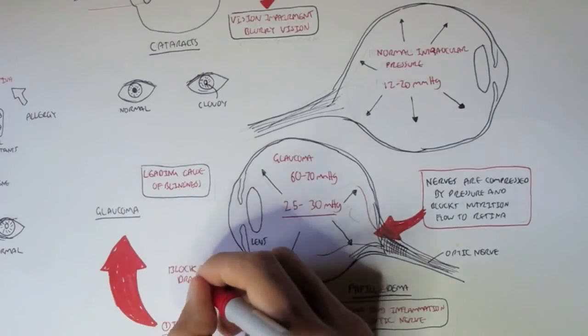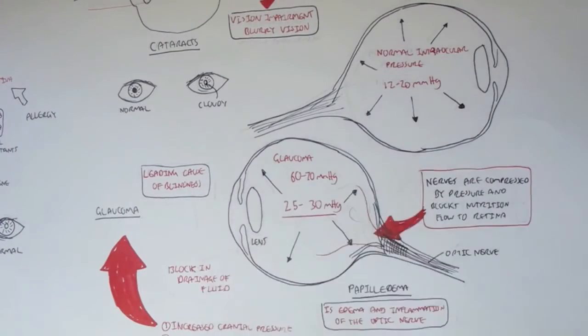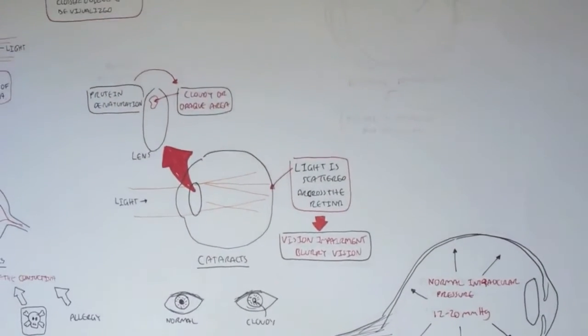It can cause the nerves to be compressed by pressure and block nutrition flow, like papilledema. And glaucoma is caused by a block in drainage of the fluid, and so fluid builds up, causing the increase in pressure.